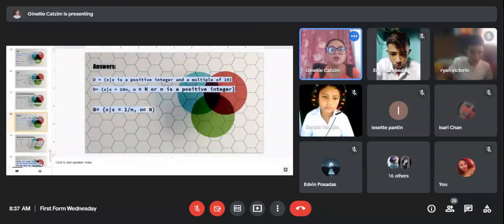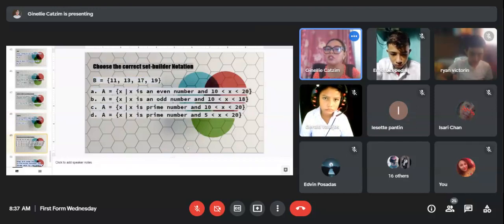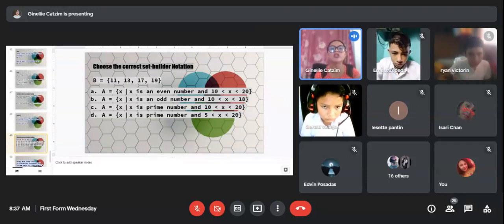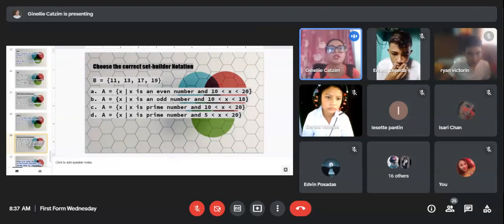So now choose the correct set builder notation for the set B equals 11, 13, 17, and 19. Choose the correct set builder notation. You should send A, B, C, or D.